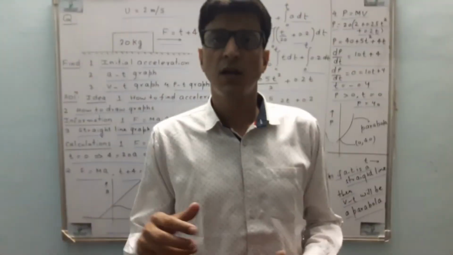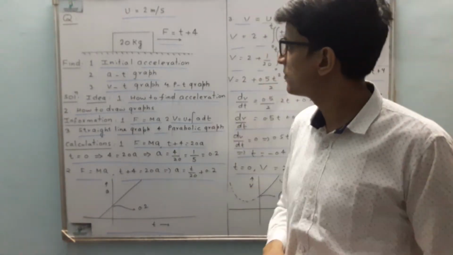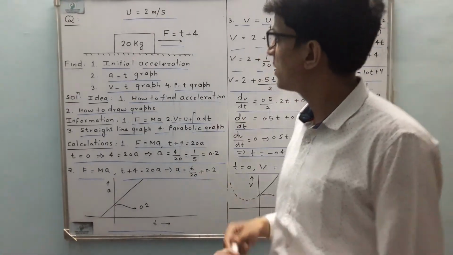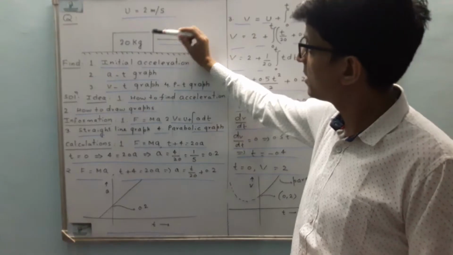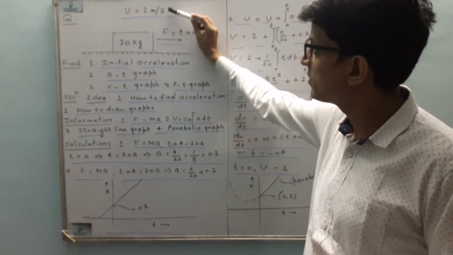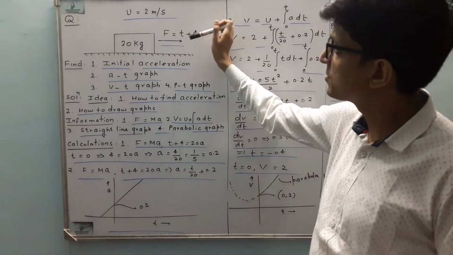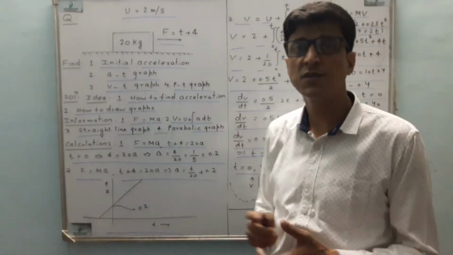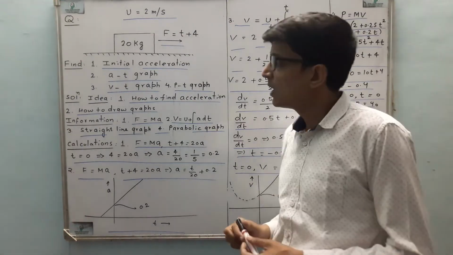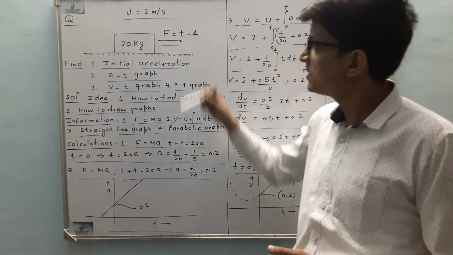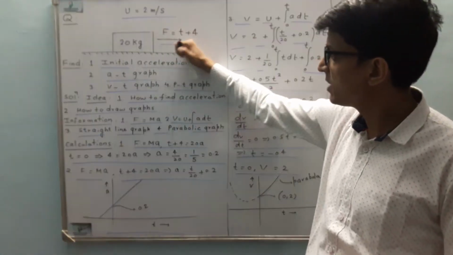Today we will discuss a question on force. The question says that there is a block of mass 20 kg placed on a surface, and it is given an initial velocity of 2 meters per second and a force F on it which is t plus 4. The force is time dependent and we need to find the initial acceleration, the at graph, vt graph and pt graph.